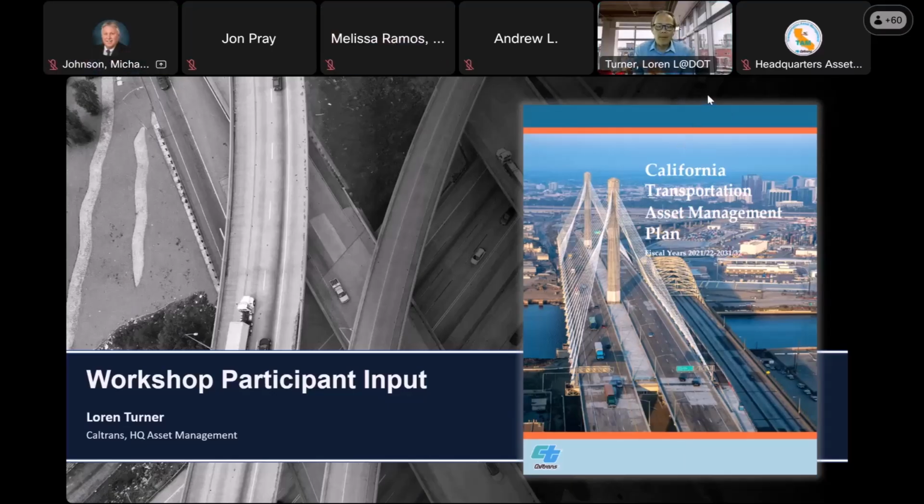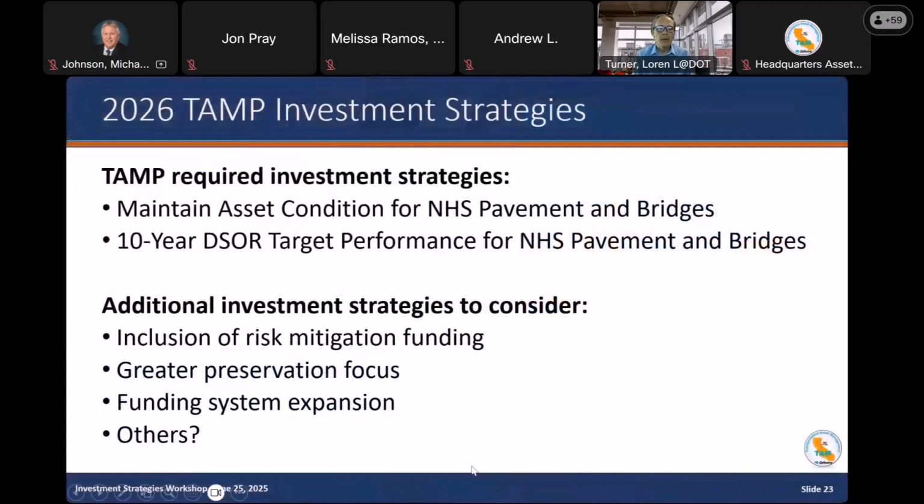So this is the part of the workshop where we need your input. Hopefully Mike talked through a lot of the different aspects of investment strategies and some things to consider. And we're looking for ideas from you all on what things we might consider to include in this upcoming TAMP. Next slide, Mike, please. As you recall from earlier in this presentation, there are two investment strategies that we're required to include in the TAMP, and we've included this in the 2018 TAMP and the 2022 TAMP, and of course we're going to include it in this TAMP.